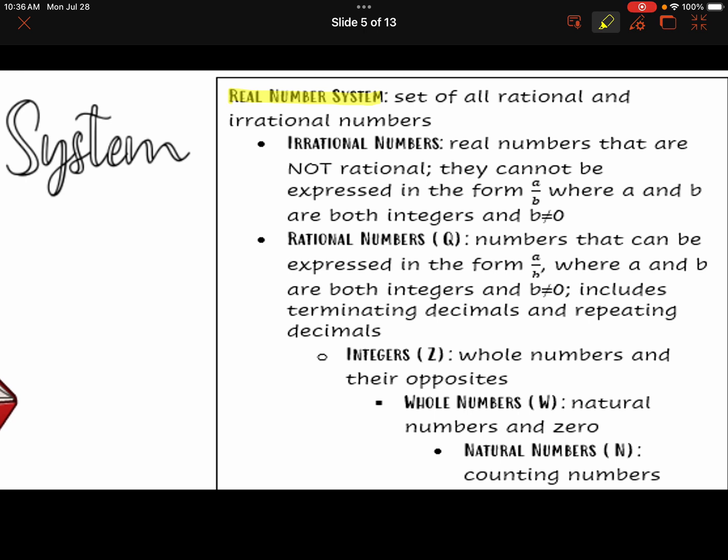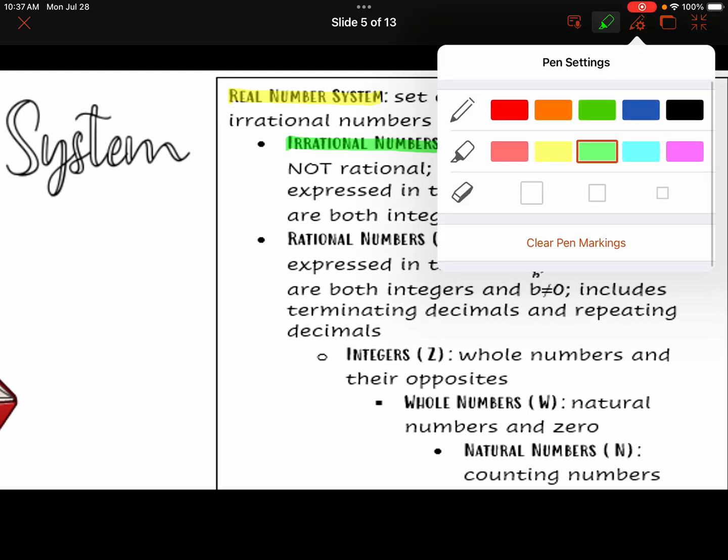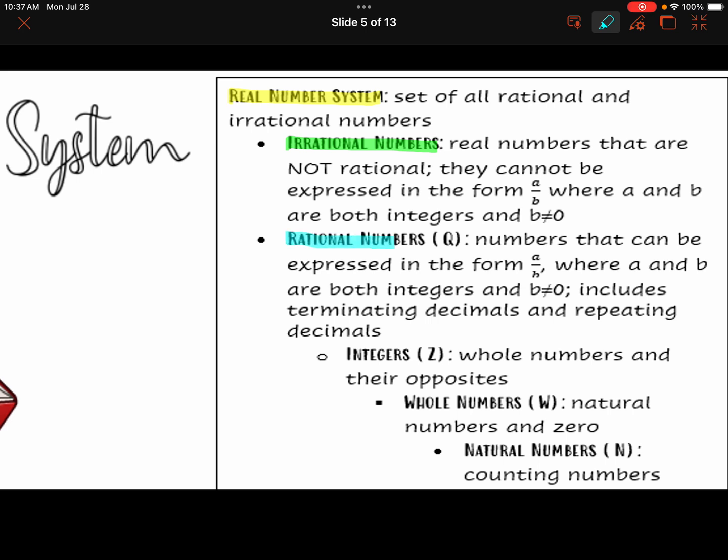Okay, so what is the real number system? The real number system are all rational and irrational numbers. These should be reviewed. Irrational numbers is any number that cannot be expressed as a fraction. So that would be square roots of non-perfect squares. That would be decimals that never repeat and never terminate, okay? Then we have rational numbers. And rational numbers is any number that can be written as a fraction.